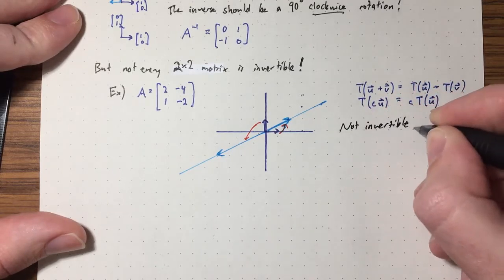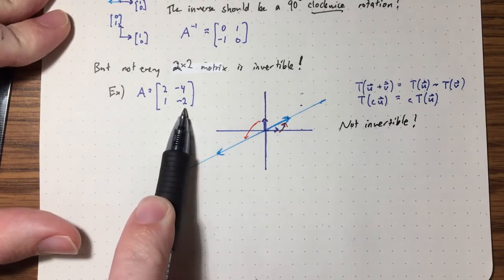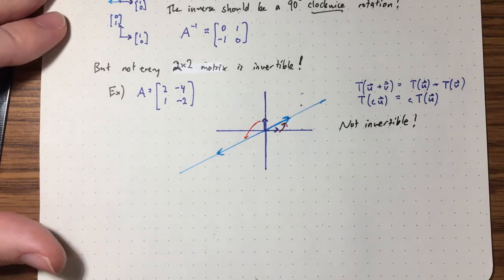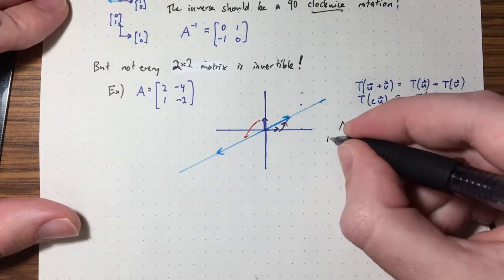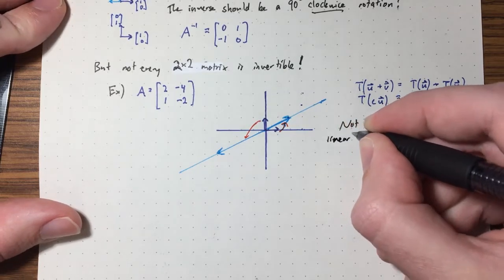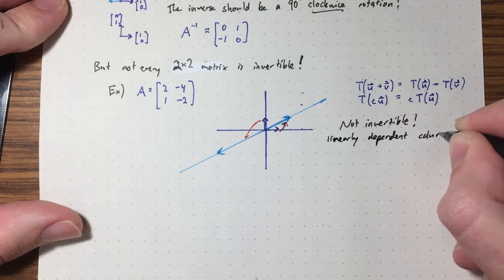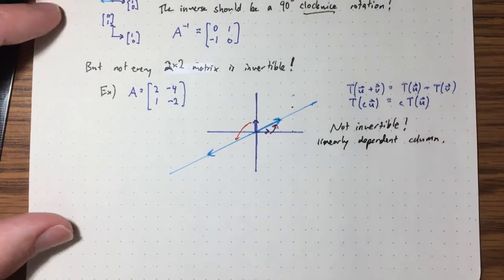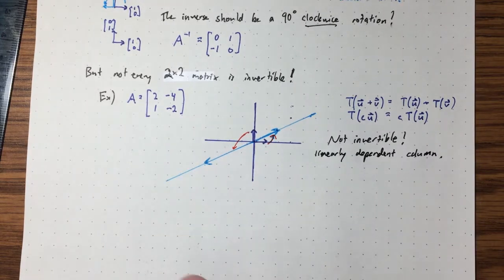What's another way we can see that? These columns are clearly linearly dependent, right? That's actually a really good way to see it. And we have to be both one-to-one and onto in order for this transformation to have an inverse. And it turns out we're neither one-to-one nor onto. We miss everything except that line, so we're not onto either. Great, okay.